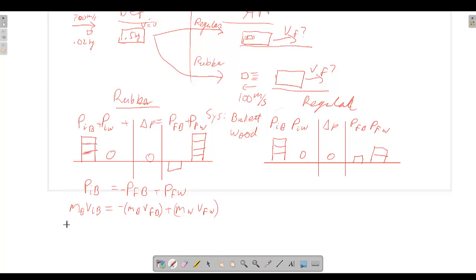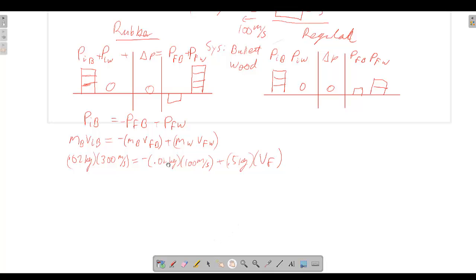So the mass of the bullet we said was 0.02 kilograms, and the initial velocity of the bullet was 300 meters per second. And once again, we have the mass of the bullet, which is 0.02 kilograms, times the final velocity, which is 100 meters per second. Again, I didn't put this in as negative because we accounted for the negative sign here, plus the mass of the wood, which was 0.5 kilograms, times the final velocity, which is what we're trying to calculate.